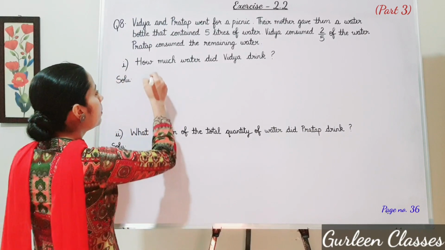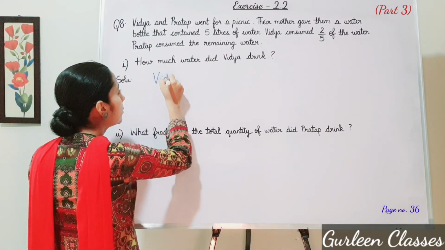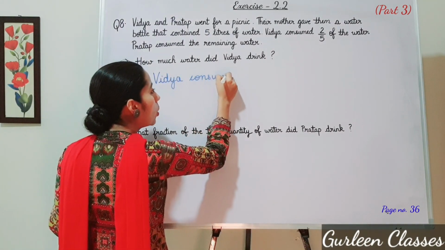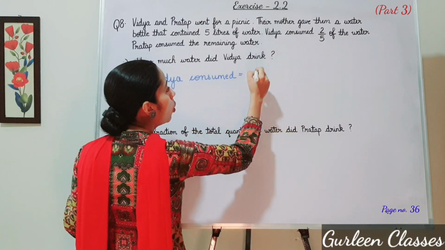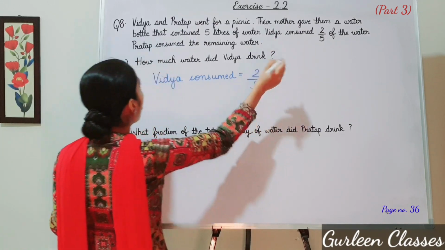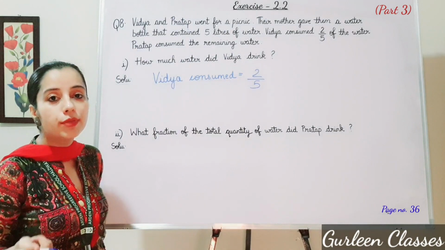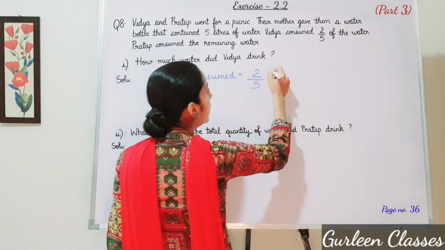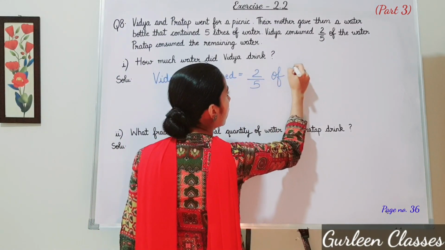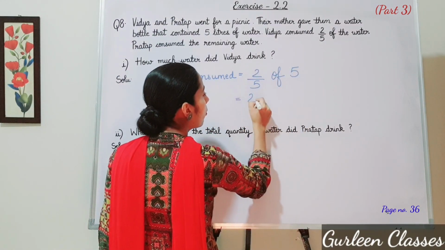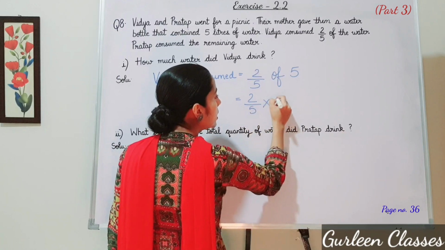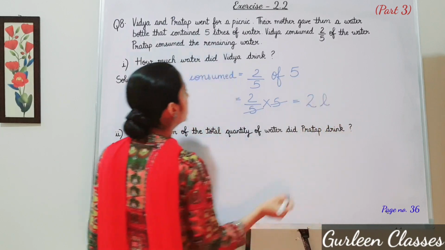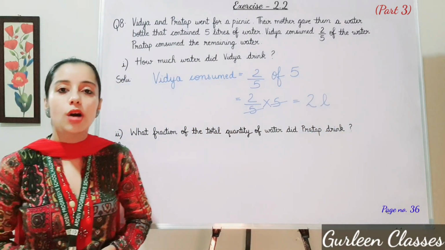So first statement will be Vidya consumed. How much water did she consume? 2 upon 5 of the water. And how much water was there? 5 liters of water. So it will be 2 upon 5 of 5. So here of means multiply. So 5 cancel. Answer is 2 liters. So Vidya consumed 2 liters of water.